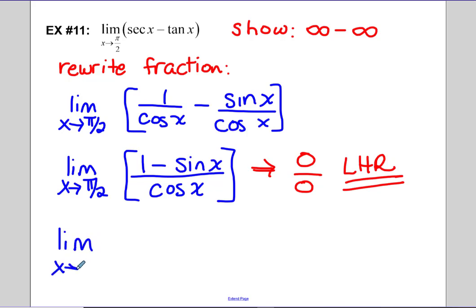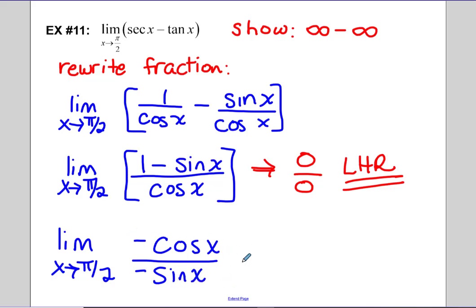And taking the derivative of the numerator is negative cosine, and the derivative of the denominator is negative sine. And then applying that rule, at cosine you have 0, and at sine of pi over 2 you have 1. 0 divided by 1 leads us to a limit of 0 as x approaches pi over 2.